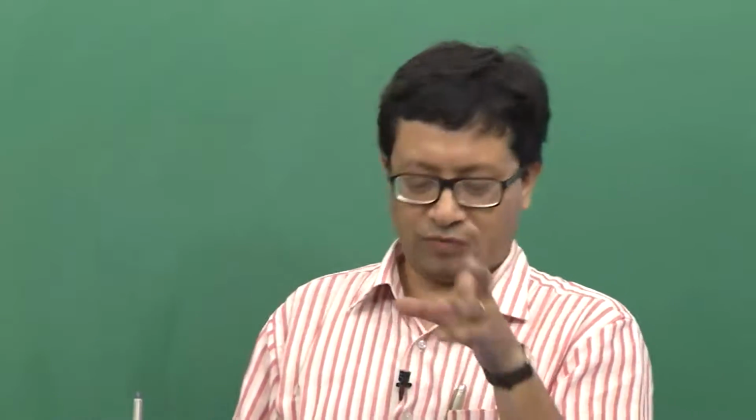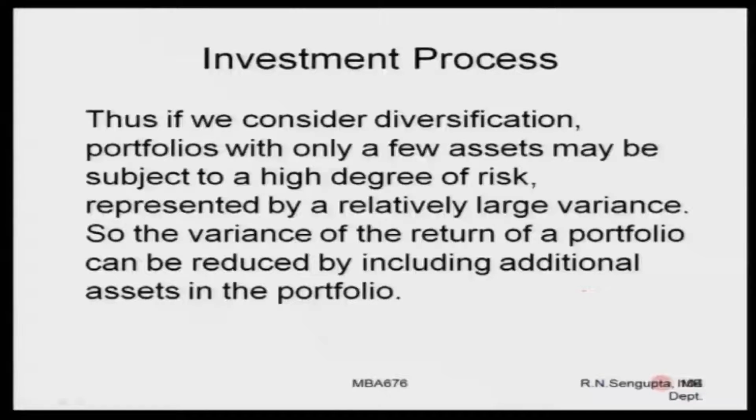This is the essence of diversification, where you combine the assets depending on some weights in such a way that the overall risk for the portfolio can be made as low as possible. But that is technically not possible. Why it is not possible, we will come to within another 2 minutes. Thus we consider diversification of a portfolio with only a few assets subject to a high degree of risk, but we will see that this risk can be divided into 2 parts: one risk which can definitely be diversified, and another set of risk which cannot be diversified.